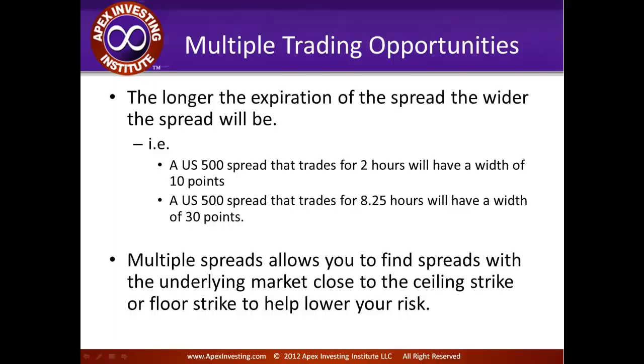For instance, a US 500 spread that trades for 2 hours will have a width of 10 points wide, or $100. A US 500 spread that trades for 8.25 hours will have a width of 30 points wide, which is a value of $300. Multiple spreads allow you to find spreads with an underlying market close to the ceiling strike or floor strike, and that helps you lower your risk when entering the trade.